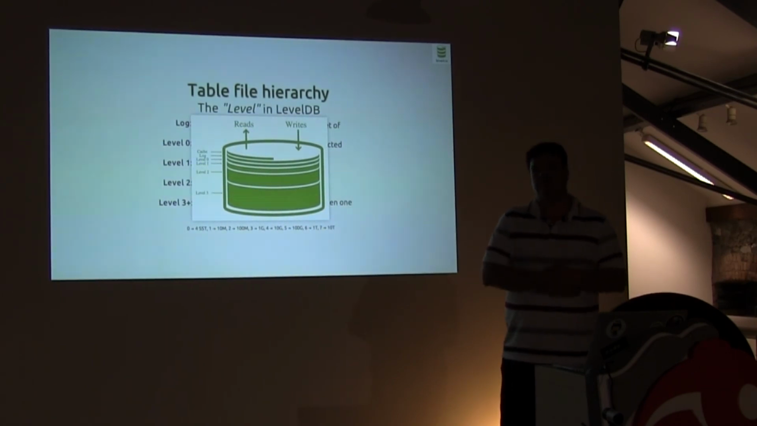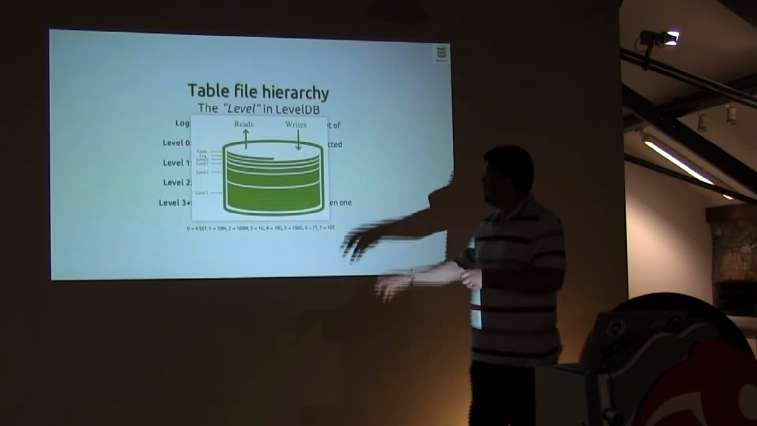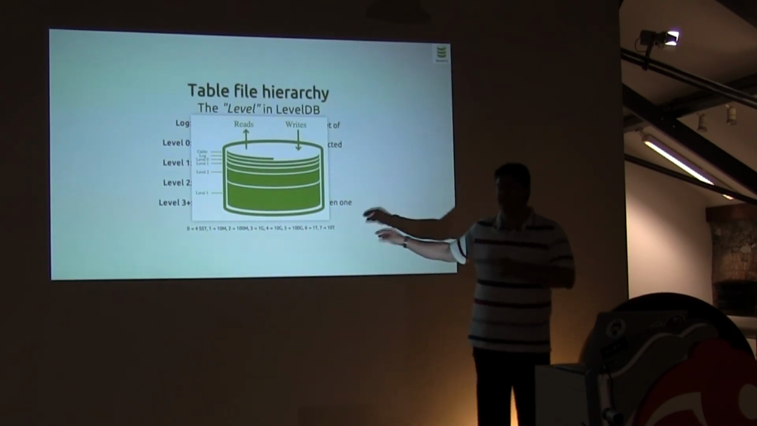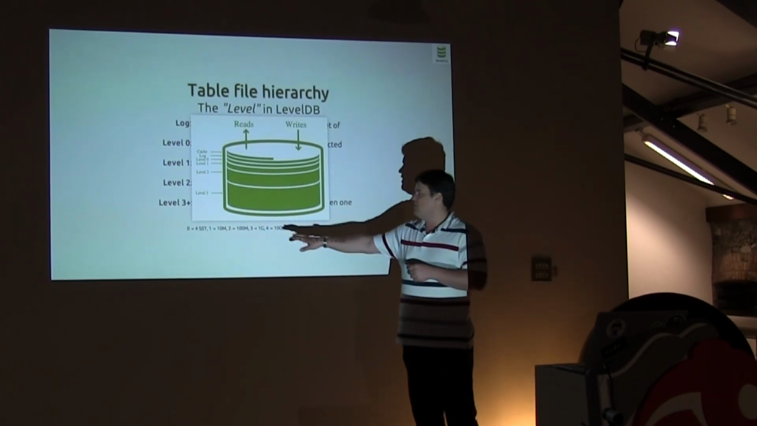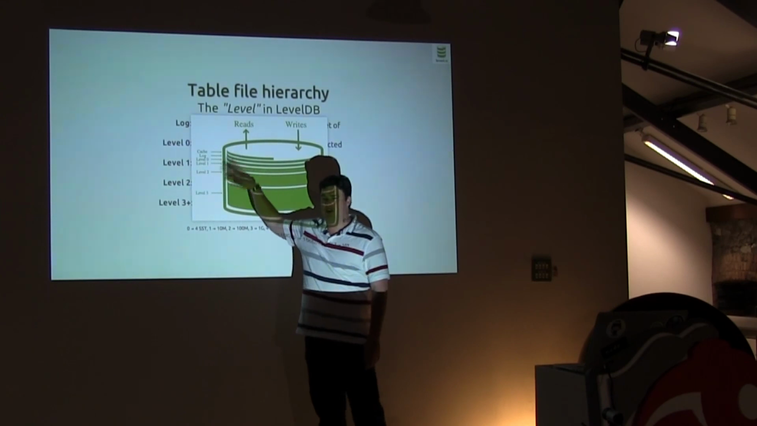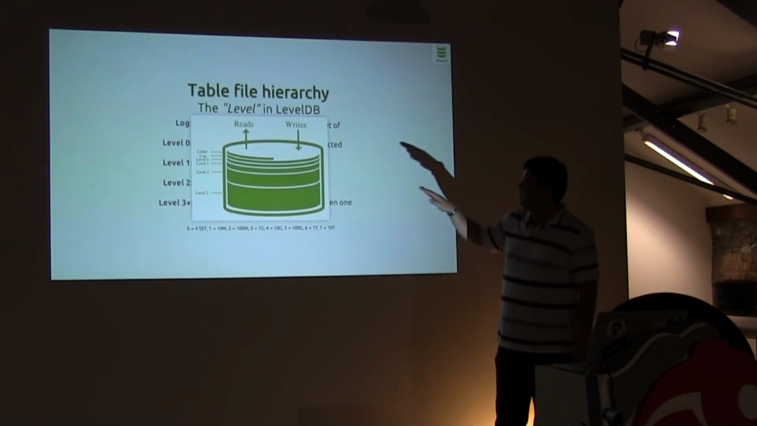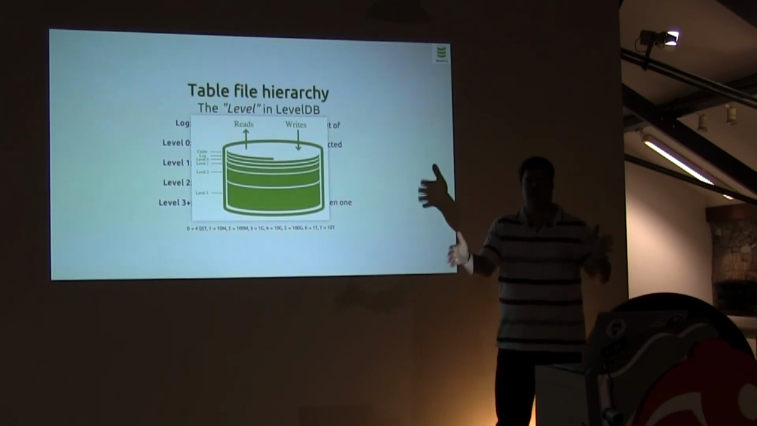These numbers, do they play an important role? Are they engraved in stone, or can they change anytime? The 10, that's pretty much fixed. It's 10 times. The rules for level 0 and the log are a little bit messy. But once you get to level 1, it is 10 megs big. That's how big it is.